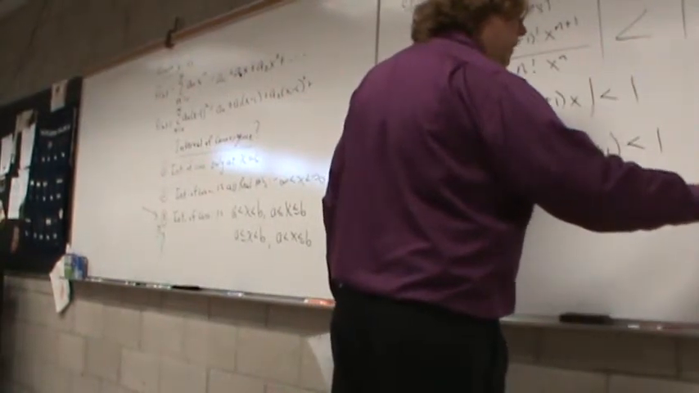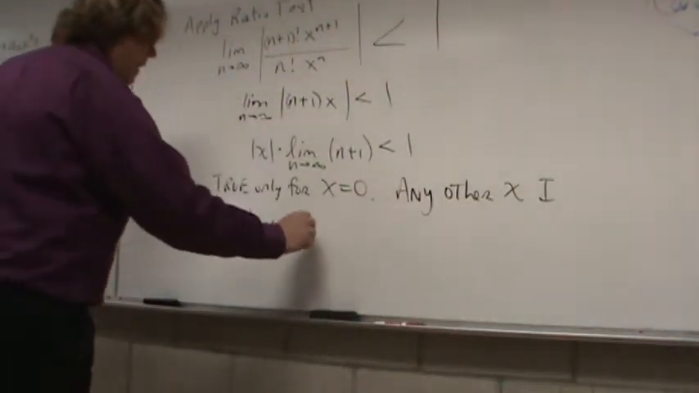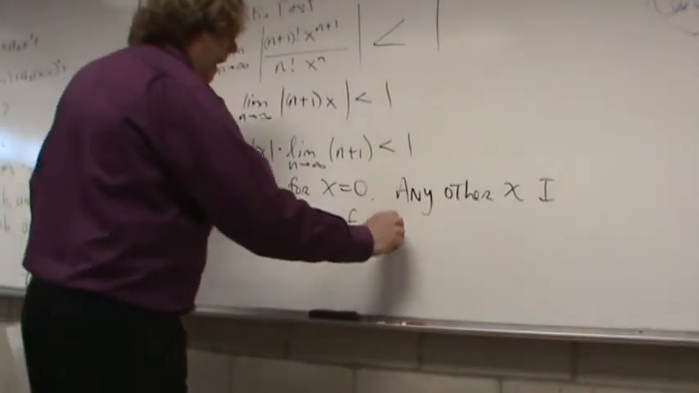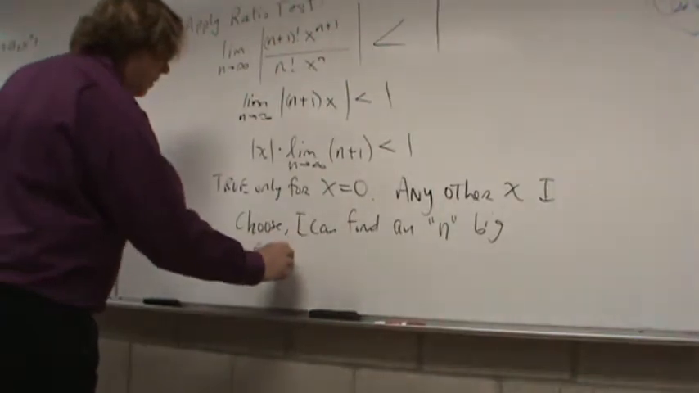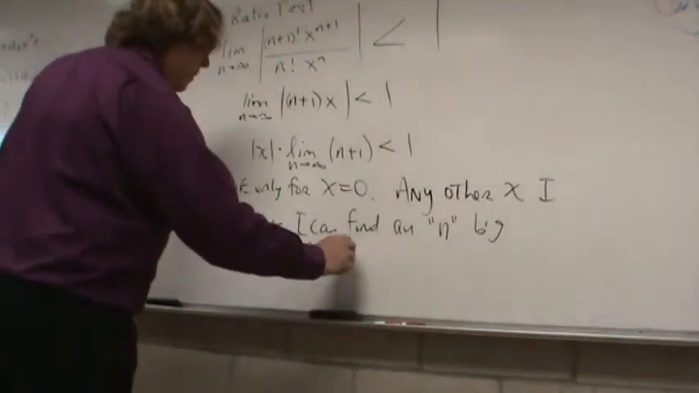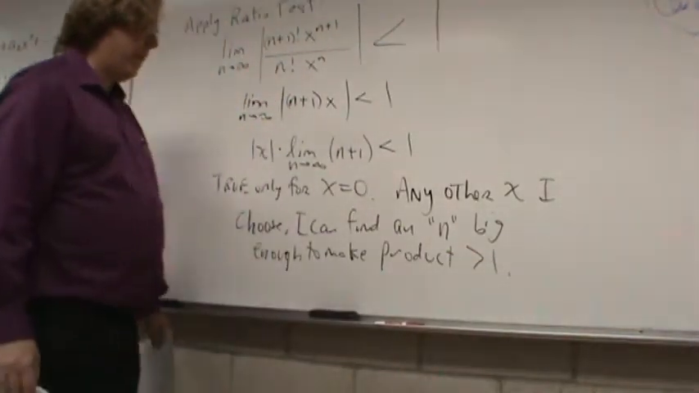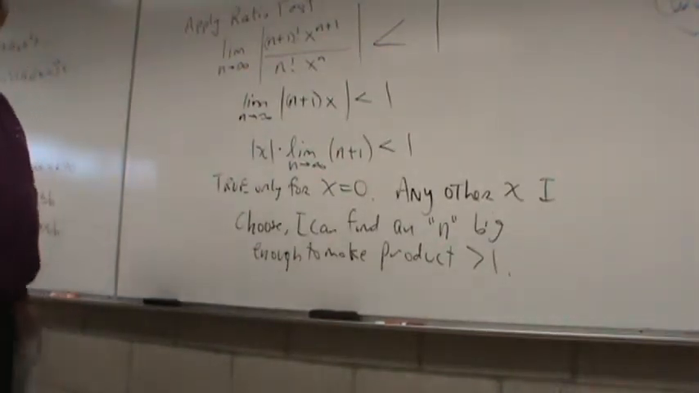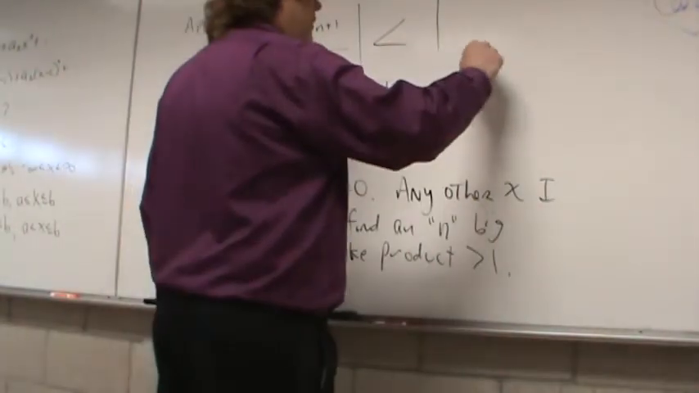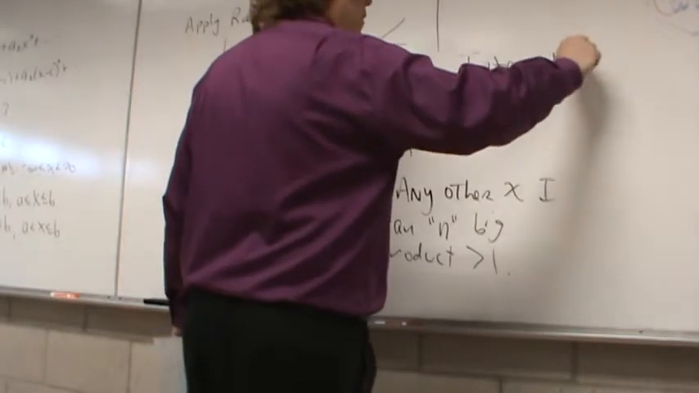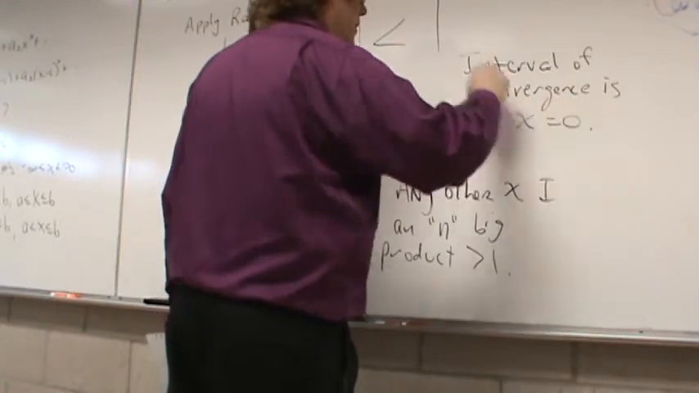I'll even write it on the board. Any other x I choose, I can find an n big enough to make the product greater than 1. So if this were an exam, your answer would be: the interval of convergence is x equals 0. And that's it.